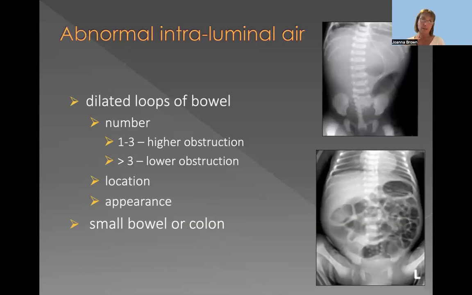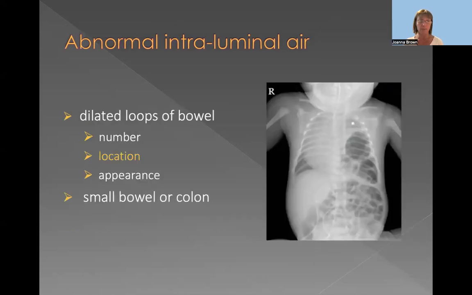When we talk about the bowel obstruction, we can look at the number of the dilated loops of bowel. If you see 1 to 3 dilated loops of bowel, then it's suggestive of a higher obstruction. So the obstruction is somewhere in the jejunum, very often secondary to jejunal atresia or bands. If it's more than 3, we are talking about a lower obstruction. And also the location. Think where the bowel is located and which part is obstructed.